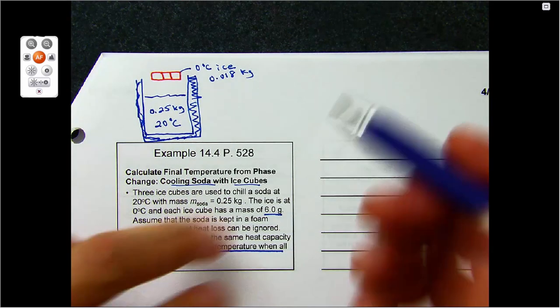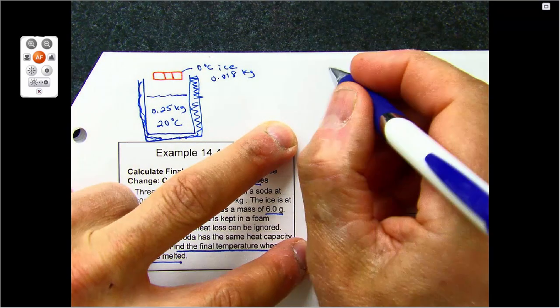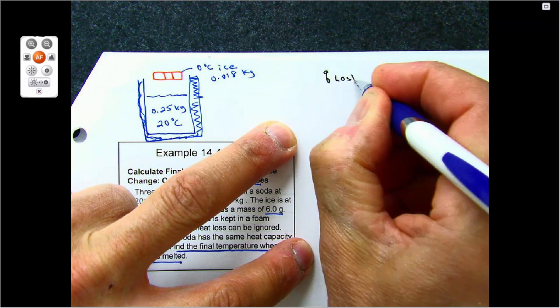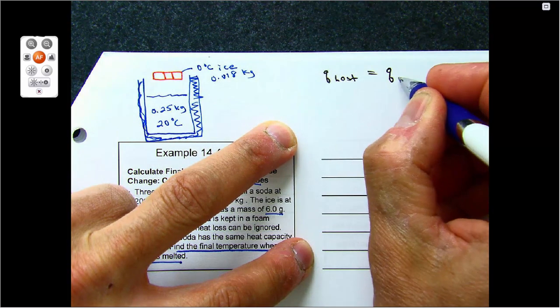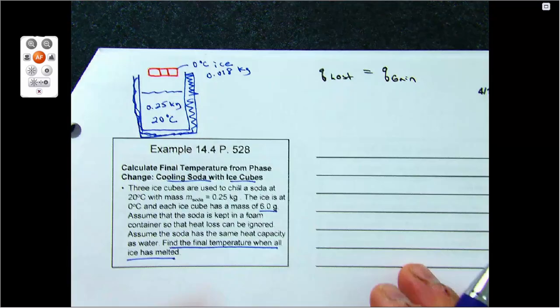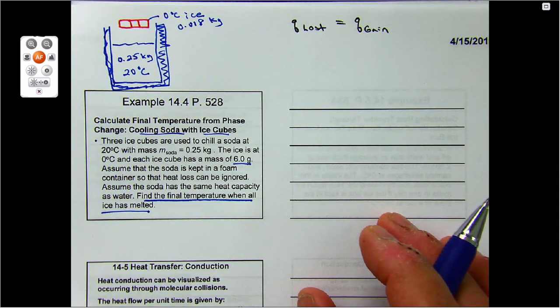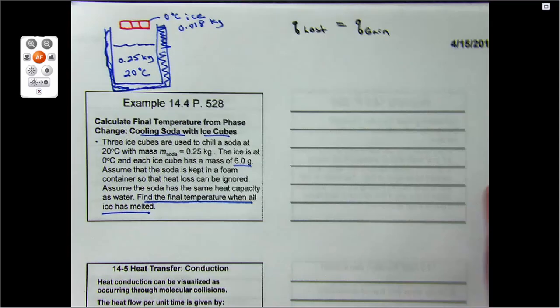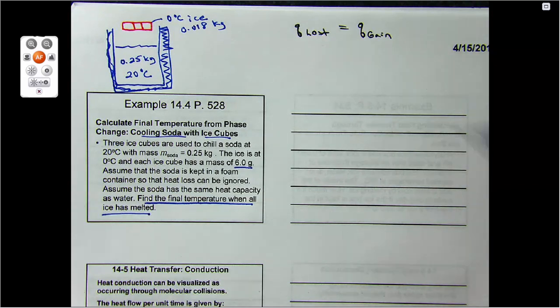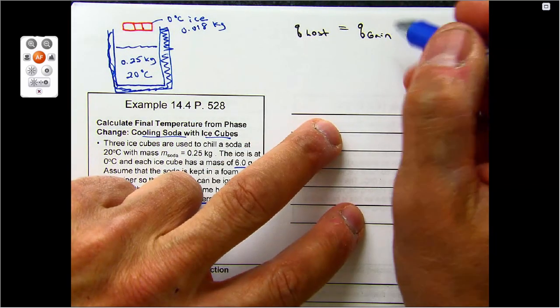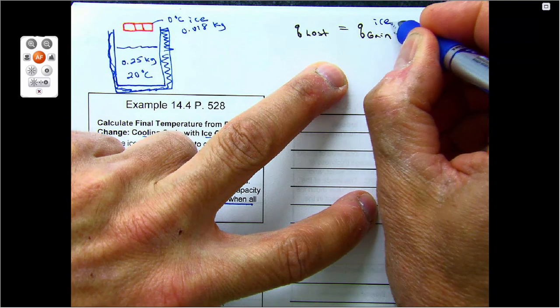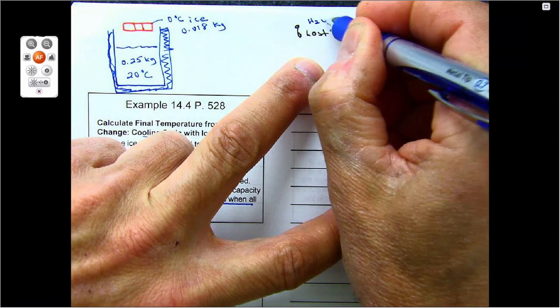So we do the same thing. Q loss equals Q gain. Now, what is going to gain heat and what is going to lose heat? What is going to gain heat? The ice. My water is going to lose.